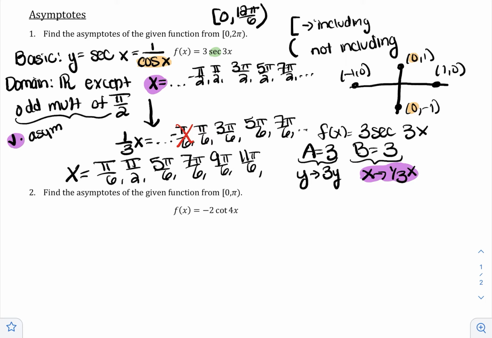Now, I do notice one thing I should do, which is that 9 pi over 6 reduces to 3 pi over 2. So your answers should be simplified. And here are my asymptotes. These are the x's where 3 secant of 3x is undefined. This is what's going to make it bad. It's going to give you an error message. And at every single one of those x's, you will have a vertical asymptote in the graph from 0 to 2 pi. Okay, let's do another one.